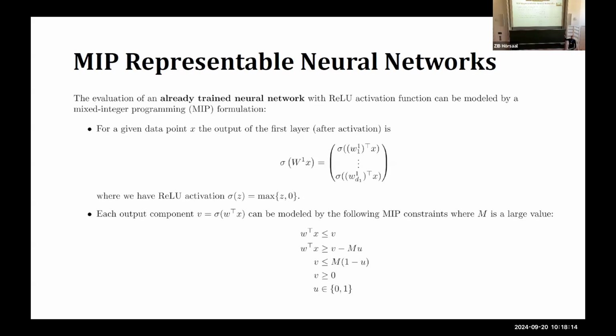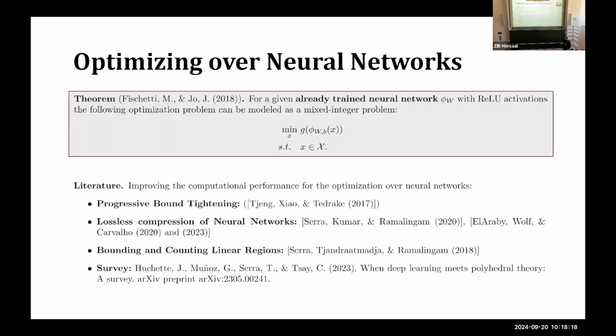You have to do it, of course, for all the neurons. So that blows up quite much. But at least you can say that every neural network with ReLU activation function, if you want to just optimize over this neural network, which is already trained, by the way, so we know all the weights and all the biases, then you can model it as a mixed integer program. This was already seen in 2018 by Fischetti and Jo, and now I think many people are using it. So this is quite nice. You can optimize over neural networks.